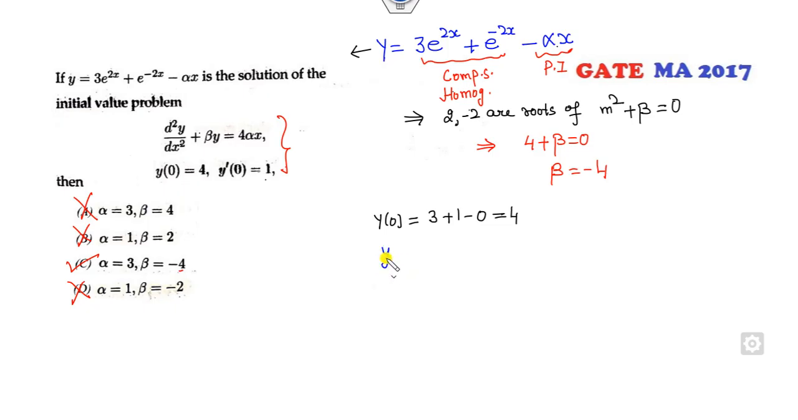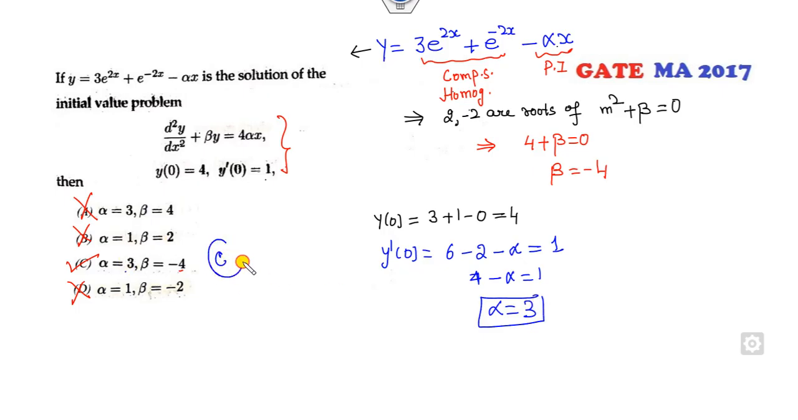What is y dash of 0? If I take the derivative, it's 6. I take the derivative, it's 2. I take the derivative, it's alpha, which is equal to 1. So you can see 6 minus 2, 4 minus alpha is 1. Alpha will be 3, which is the right answer. You can see C is my right answer. No need to solve this problem. Just try to look at the concept.